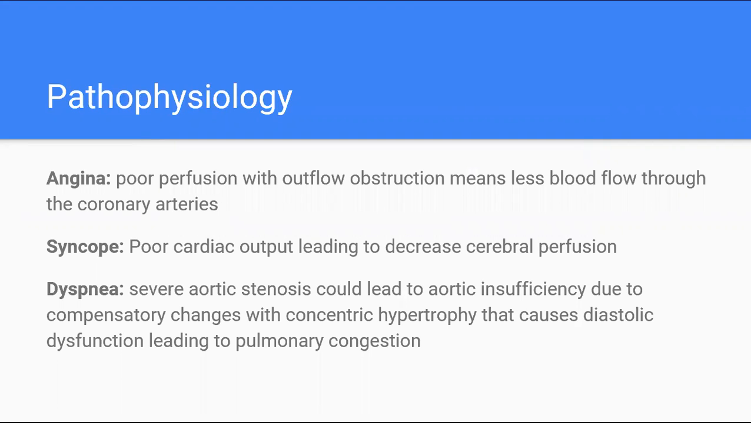Okay, so some pathophysiology behind AS. Why does someone have angina with AS? Well, if you can imagine, stenotic valve, low blood flow, less perfusion of the coronary arteries. Poor cardiac output leads to poor perfusion of the brain, so you have syncope. Shortness of breath is when you have longstanding AS and you have this compensatory mechanism where you develop hypertrophy in the ventricles, decreasing the compliance, causing diastolic dysfunction and eventually pulmonary congestion. And just to remind you, that's the worst symptom.